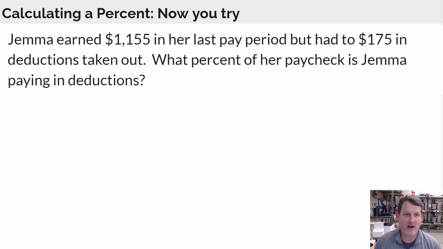I know when I'm doing this, I'm gonna look at this and say, how big is this compared to this? Well, this is a pretty small part of it. It's not super tiny. $175 is a good amount of money, but compared to an $11,000 paycheck, it's pretty small. So I'm looking for a fairly small percent. So I know I'm going to get a small decimal somewhere, like a 0.1 or a 0.2, somewhere in that kind of range.